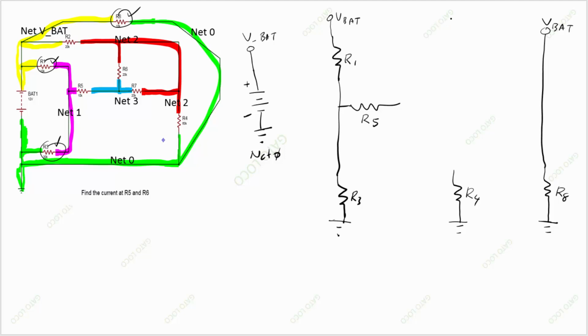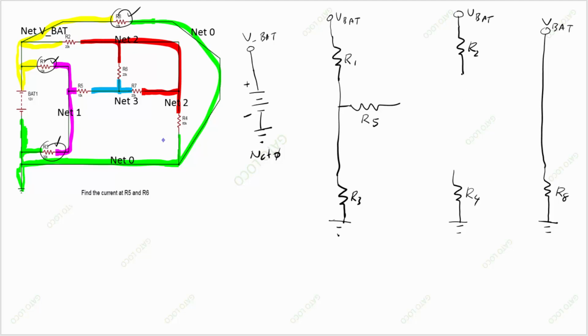So let's go ahead and draw R2 and connect this to the pin, which is VBAT, and see what else R2 connects to. It says R2 connects to R6, and also connects to R4.